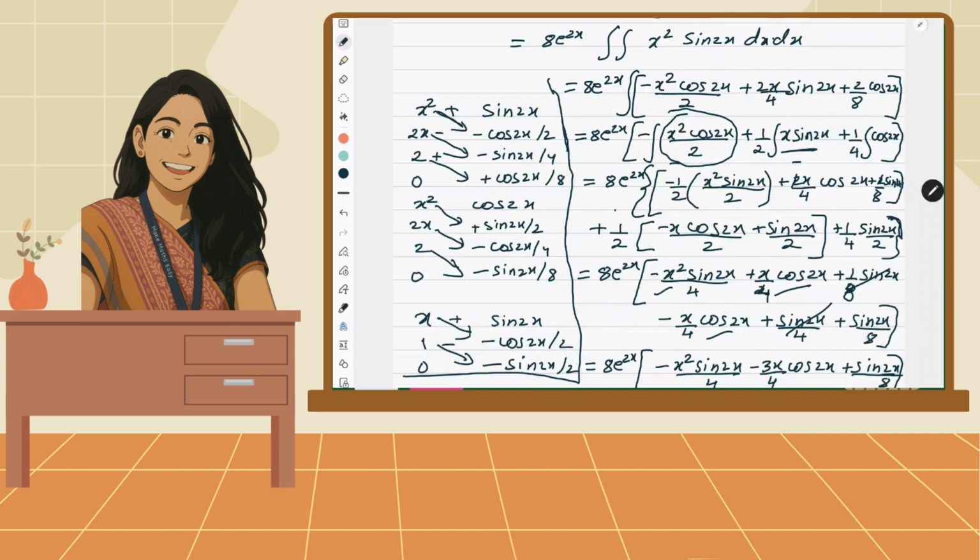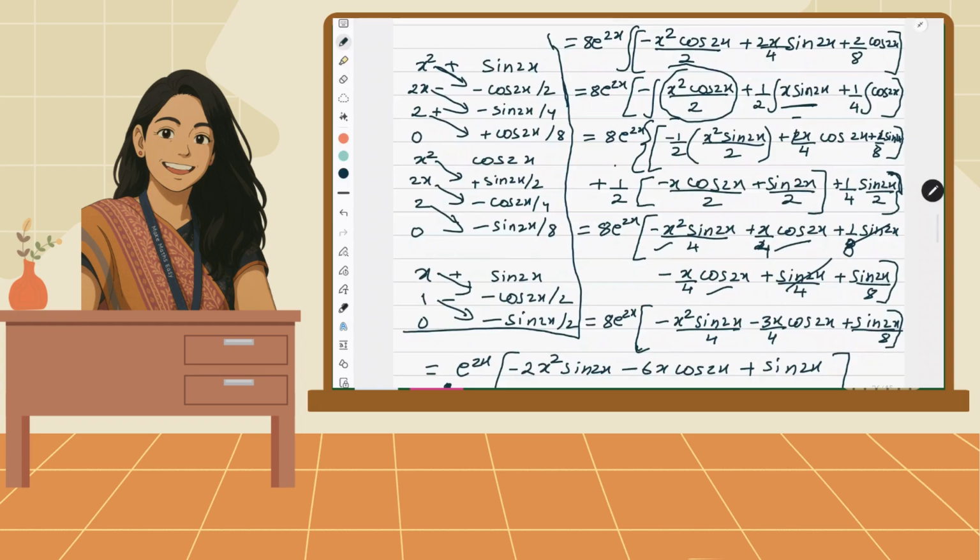Correct. Now see, now let me try to combine it. So my first term is minus x square sin 2x upon 4. Yeah. The second term is cancelled. That cos term is getting cancelled. And I should combine these three sine terms. So LCM will be 8. So it will be 2, 3 and 4. So it will become sin 2x by 2. So then I will get the correct answer.